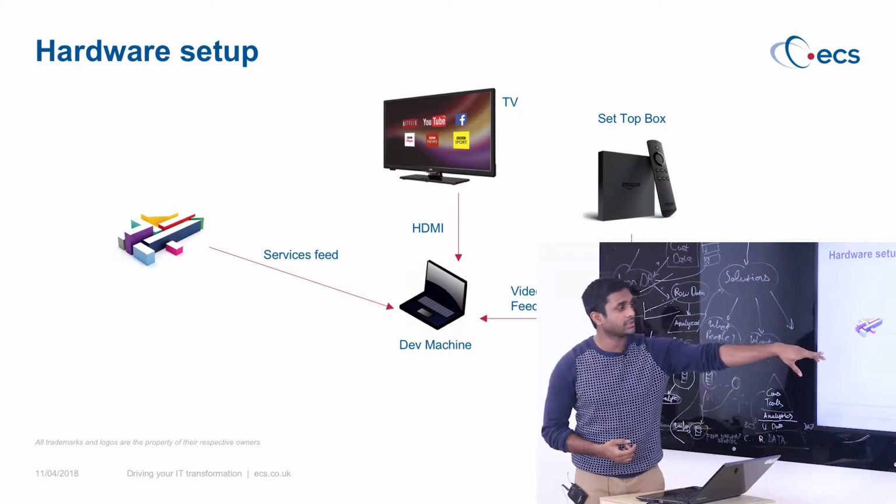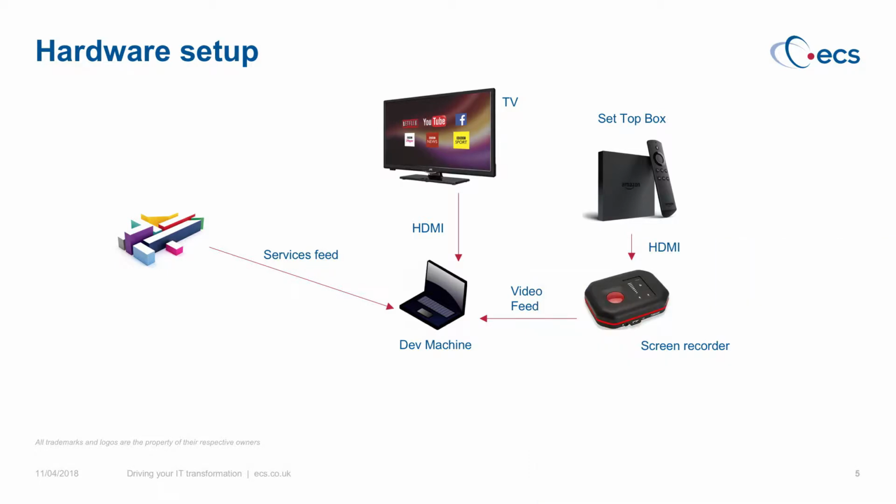So the way it works is that you have your dev machine with the code running on it. It goes to a screen recorder. You plug your set-top box into the screen recorder rather than plugging it directly into the TV. And you're basically funneling the signal back to your dev machine. And then your TV effectively acts as a secondary monitor. And that's what we use to take our screenshots off of.